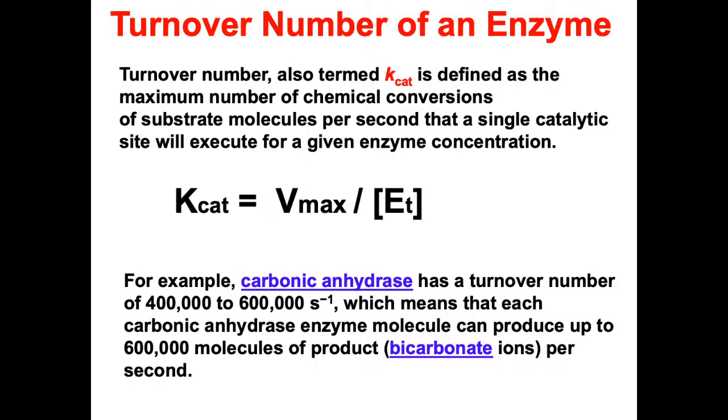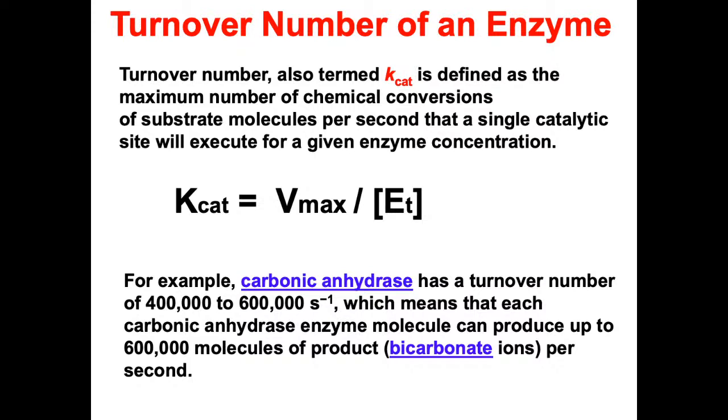Then there's a turnover number. That's another new term here, which is very important. Turnover number is also termed as K catal, which is defined as the maximum number of conversions of substrate molecules per second that a single catalytic site will execute for a given enzyme concentration. So K catal is equivalent to Vmax divided by enzyme concentration.